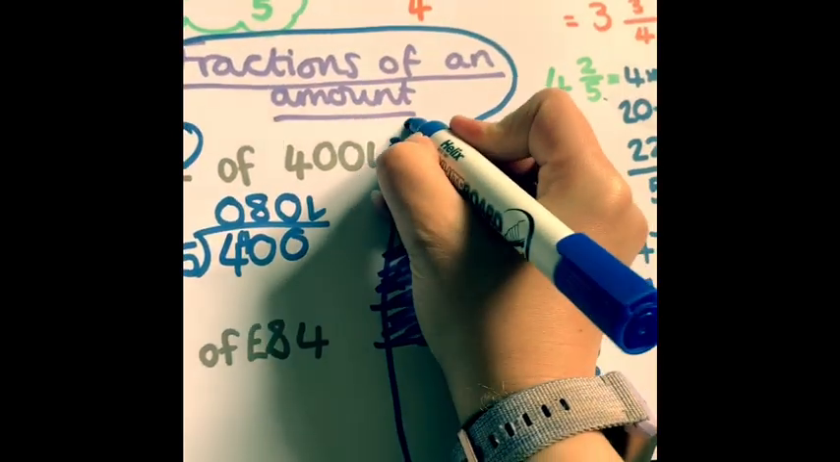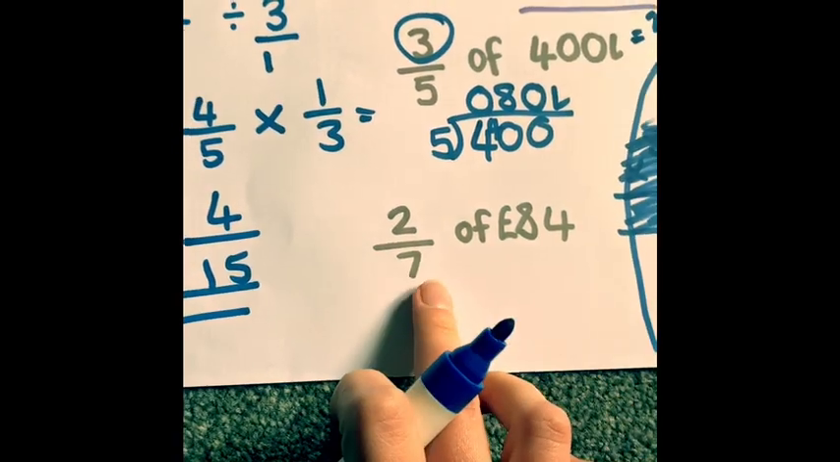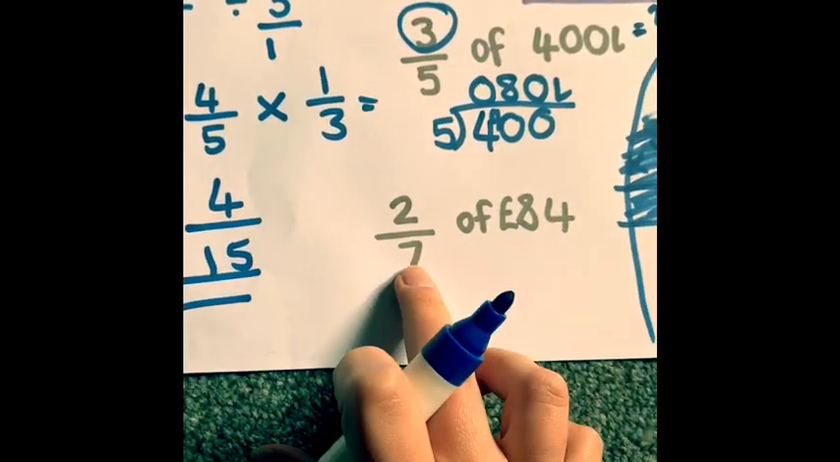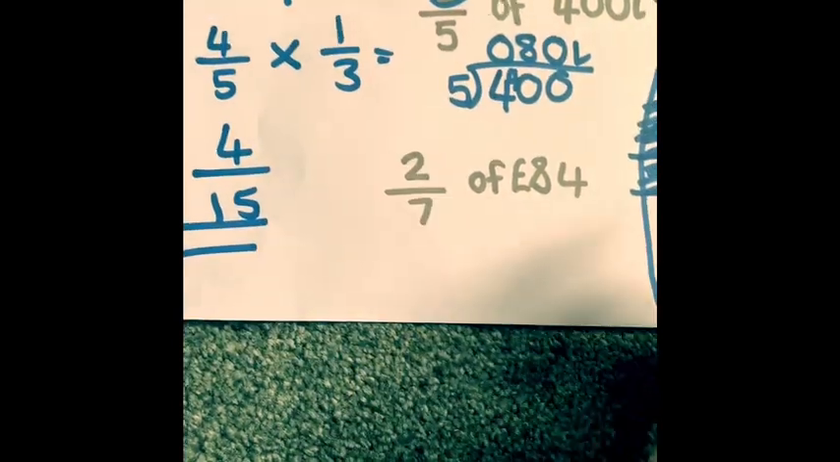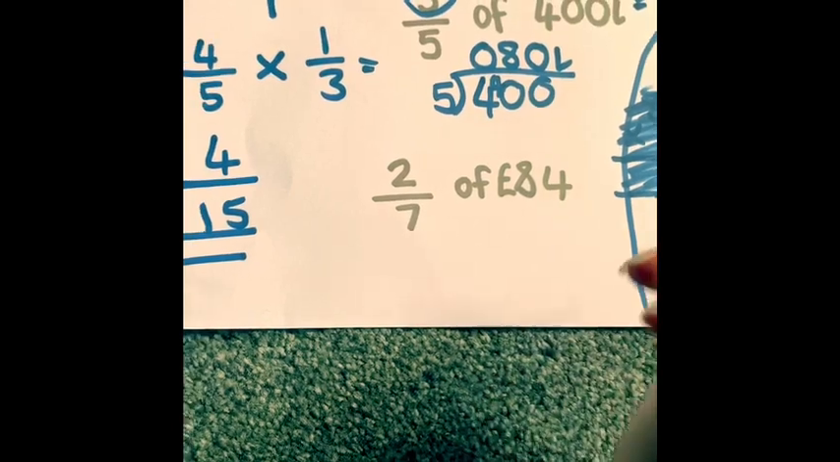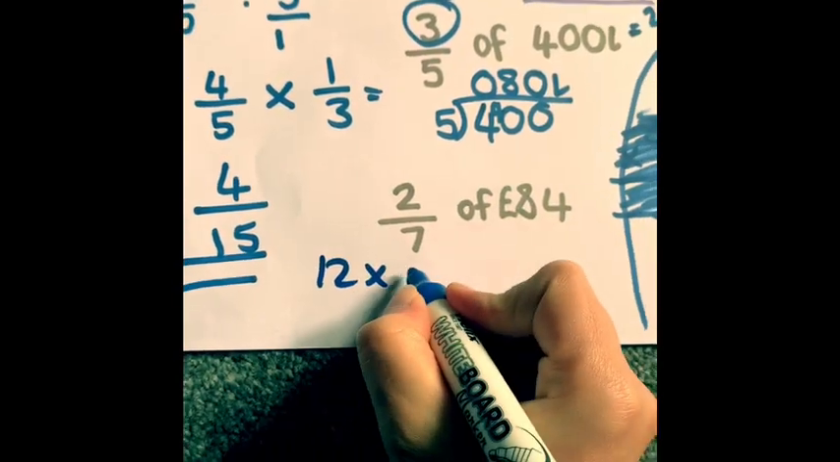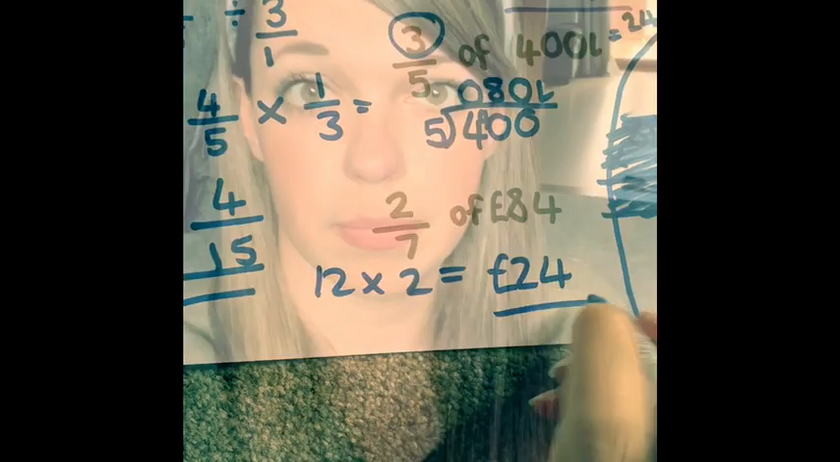So my answer to this one, if I can squeeze it in, is 240 litres. And the same with the bottom one. The first thing I have to do is do 84 divided by 7. That is a times table fact that I should know. So I know that 84 divided by 7 is 12. But that's 1/7, not 2/7. So then I would have to do 12 times by 2, which equals 24 pounds.